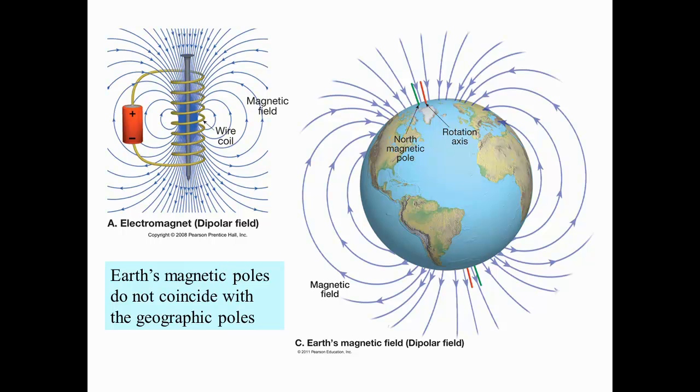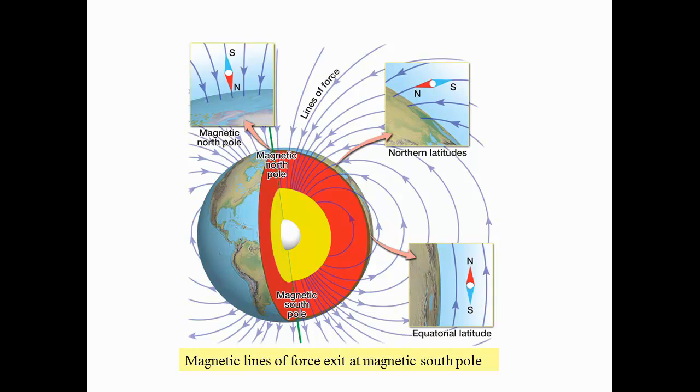If you look, the magnetic poles do not coincide with Earth's rotational axis, the geographic poles. Instead, the magnetic pole tends to vary over time in its relationship with the geographic pole. So we see that the magnetic lines of force today, at least under normal polarity conditions, exit at the magnetic south pole, and the lines of force enter the Earth again at the magnetic north pole.